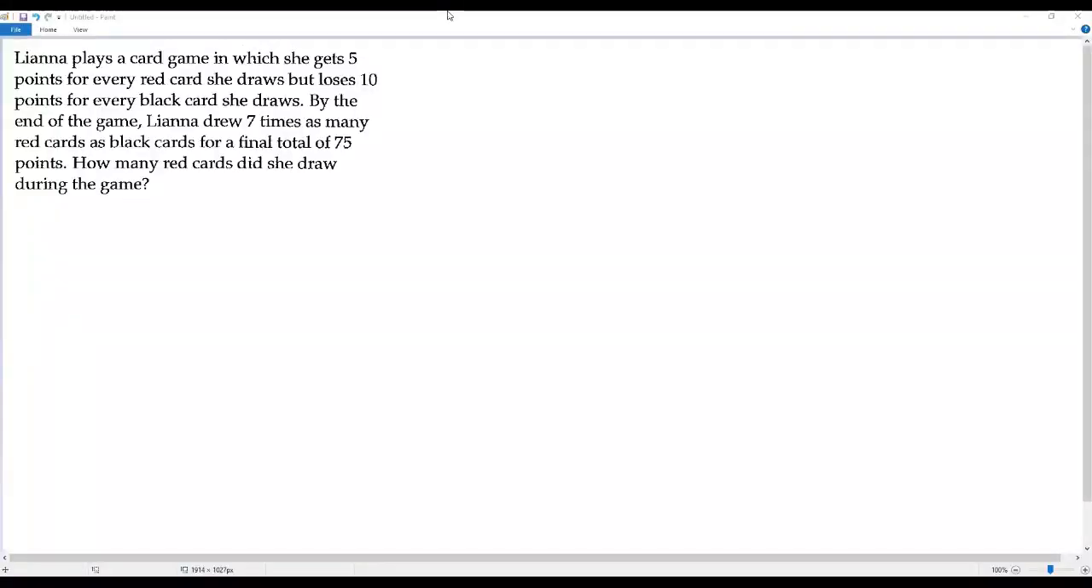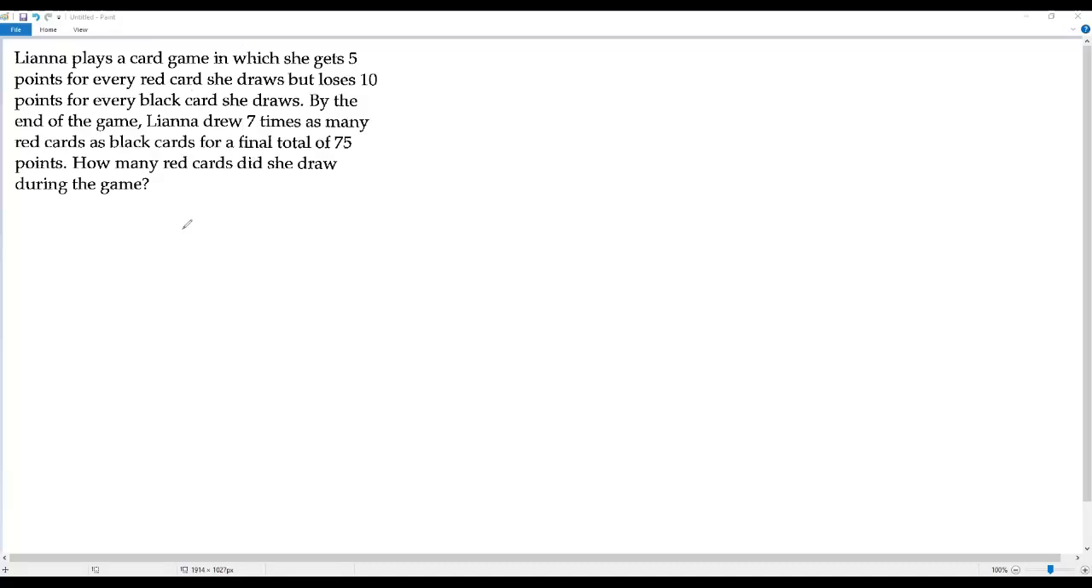Here we have a SAT math problem. Okay, let's go with the question. Lianna plays a card game in which she gets 5 points for every red card she draws, but loses 10 points for every black card she draws. By the end of the game, Lianna drew 7 times as many red cards as black cards for a final total of 75 points. How many red cards did she draw during the game?